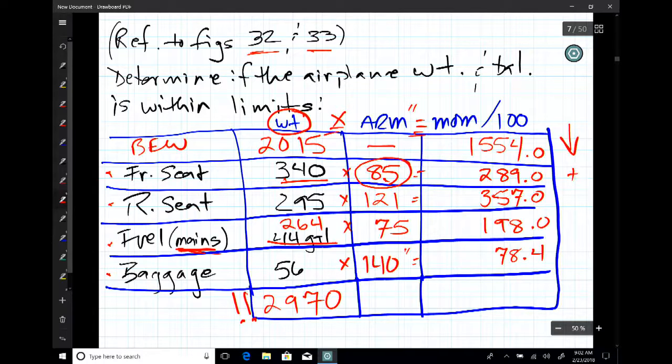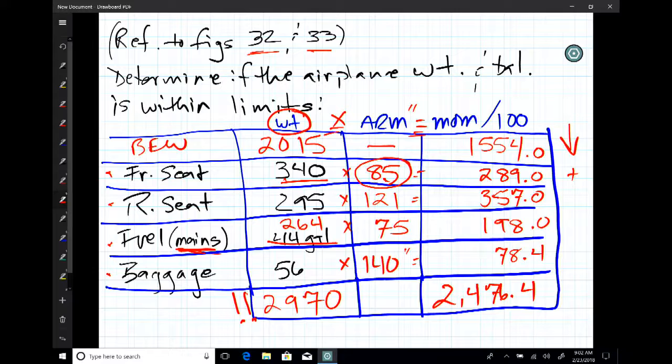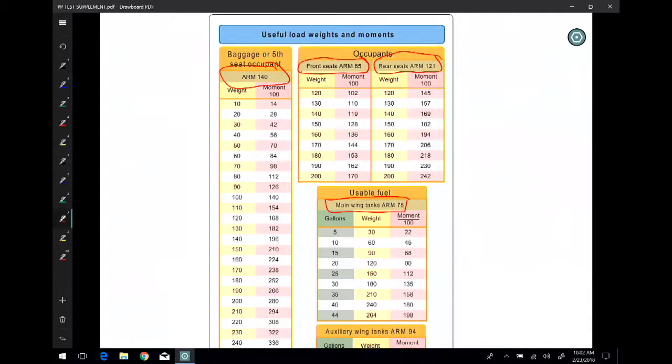Now what do we do here? We're going to add everything, correct, to get our total. So we add all of this together and you get 2,476.4. That is going to be in pound-inches using your index of the moment for your airplane weight and balance. 2,476.4.